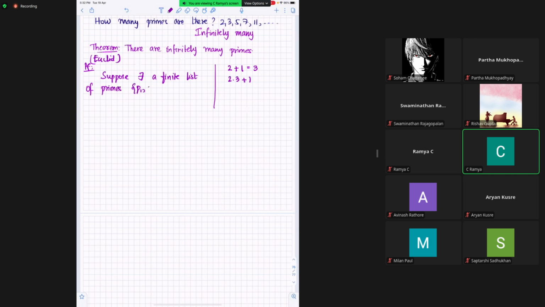P1, P2, so on to PR. So one candidate that he's saying is to consider the product P1 to PR plus 1. Why does somebody think about a candidate like that? We know that 2 is prime, we know 3 is prime, we know 5 is prime, we know 7 is prime, and so on. So we are going to try to construct these primes using primes that we have already seen.